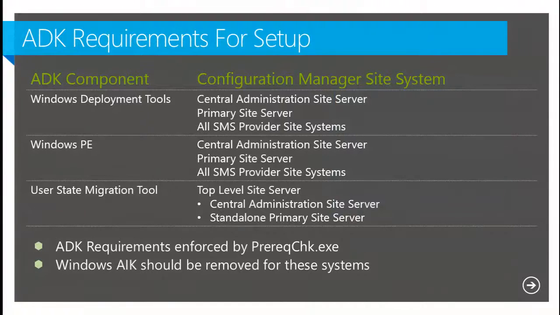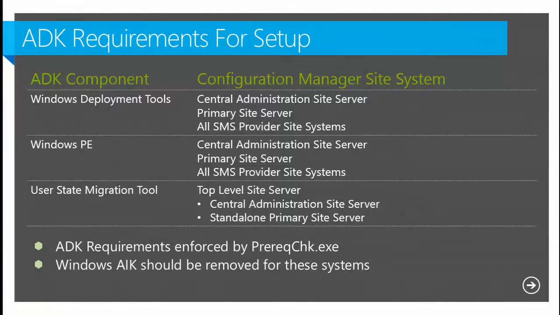So what are the ADK requirements for setup? Well, this list may be a little bit much to read. It's here more so for reference for you to go back and look at later. But a quick summary: we do require that you manually install the Windows deployment tools, Windows PE and User State Migration Tool. We have a prerequisite check that will tell you if you haven't already installed the ADK before you run setup. But because we're no longer able to redistribute the ADK, it is a manual thing that you have to go download and install on your own.